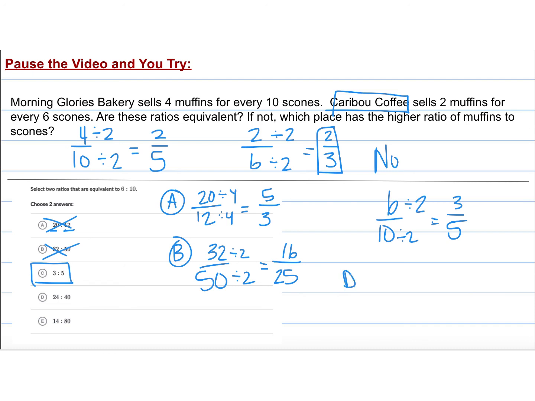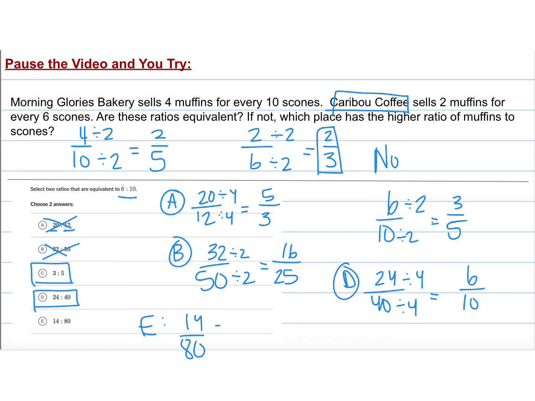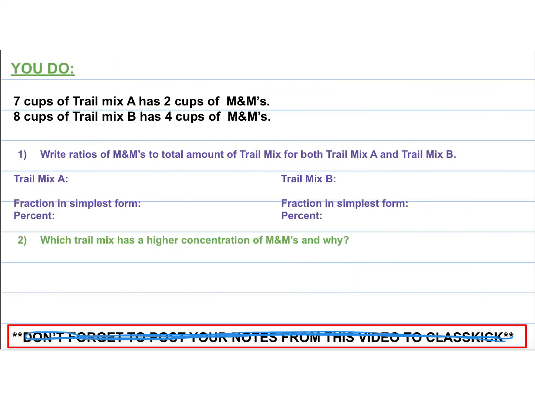Next one, 24/40. Those are both divisible by 4, which would be 6/10. Which, look at right there, 6/10, that's what we originally were trying, so I'm not even going to simplify it anymore because I know that it is 6/10. Just to be safe, let's check 14/80. Start by dividing them both by 2, which would be 7/40, and I don't think that can be simplified anymore. So my 2 equivalent ones are C and D.